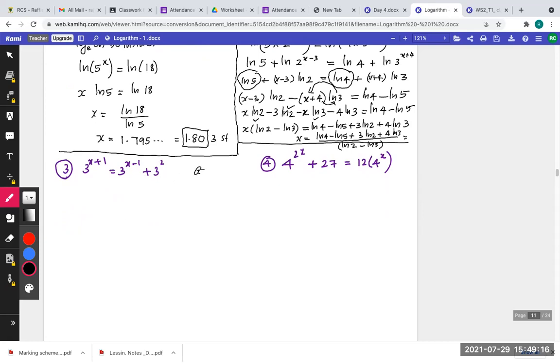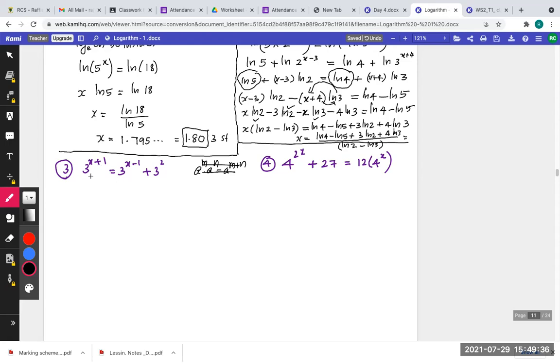The laws of indices state that a to the power m times a to the power n is a to the power m plus n. Likewise, a to the power m divided by a to the power n is a to the power m minus n. But that will not work here because there is a plus sign. So you can't simplify it.